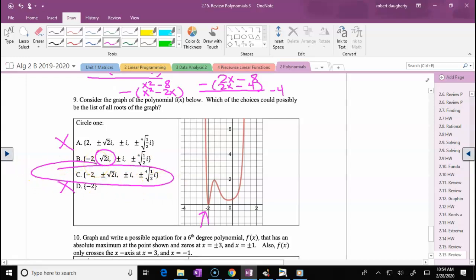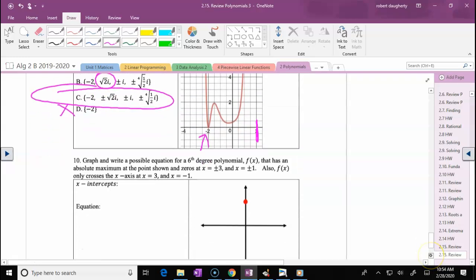So it does have more than the one root because it has more turns in the graph. So it cannot be as simple as D. It cannot be A because I don't have a root over here at 2. So it's either B or C, and it's the conjugate theory that helps me narrow down that particular one.